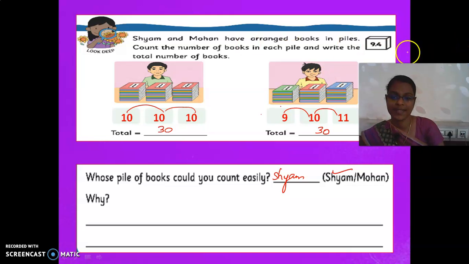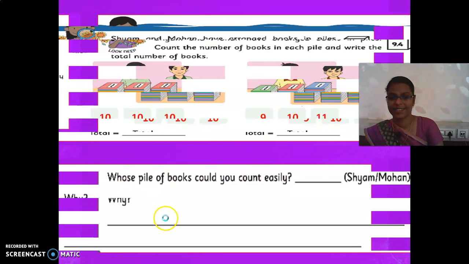Here both the totals are the same, isn't it? The reason is he has arranged all the groups with the same objects. So he can add quickly, and the other has arranged in a different way, so it takes a little bit of time. When compared to the first person, it takes a little more time. So that is the answer.